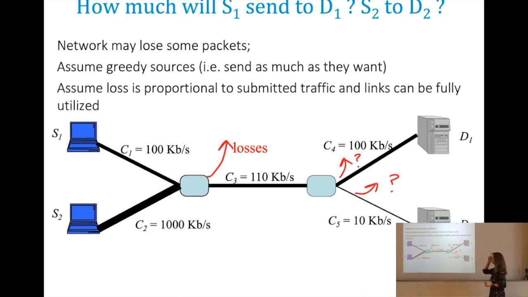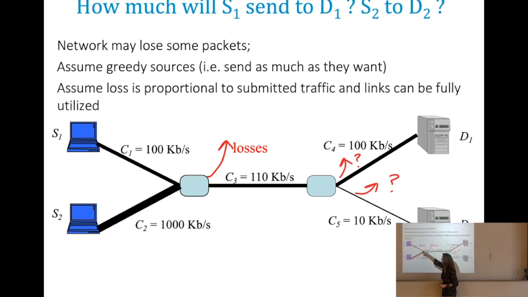In this protocol, we assume that the network can lose packets, and we assume that the sources are greedy, so they will try to send as much as possible. So they will try to send at the maximum capacity of the first link that they are connected to. In this example, S1 wants to send information to D1 and S2 to D2. So let's have a look at what happens. S1 will send data to D1 and S2 to D2.